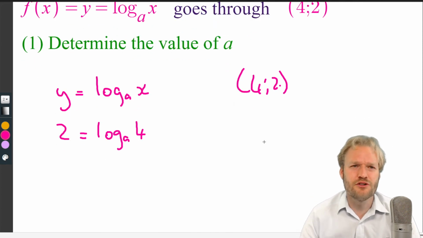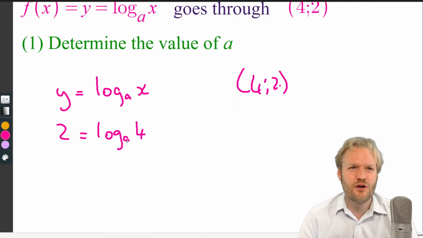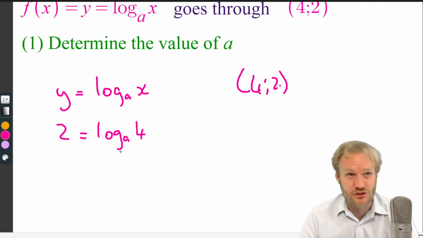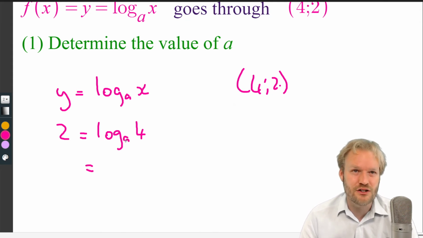Okay, so we need to just solve our equation. The log of what base of 4 is going to give us 2? Maybe let's try and practice doing this, not switching all around each time, and go, okay, so a to the 2 equals 4. So a to the 2 equals 4.